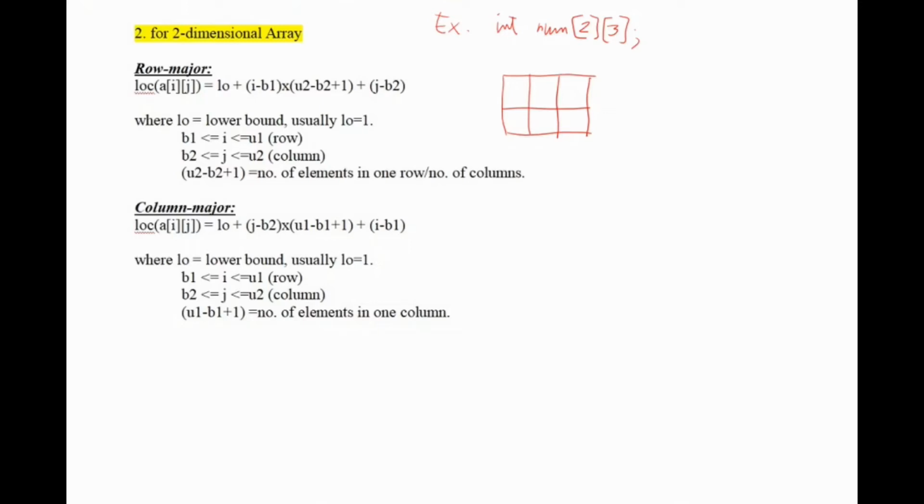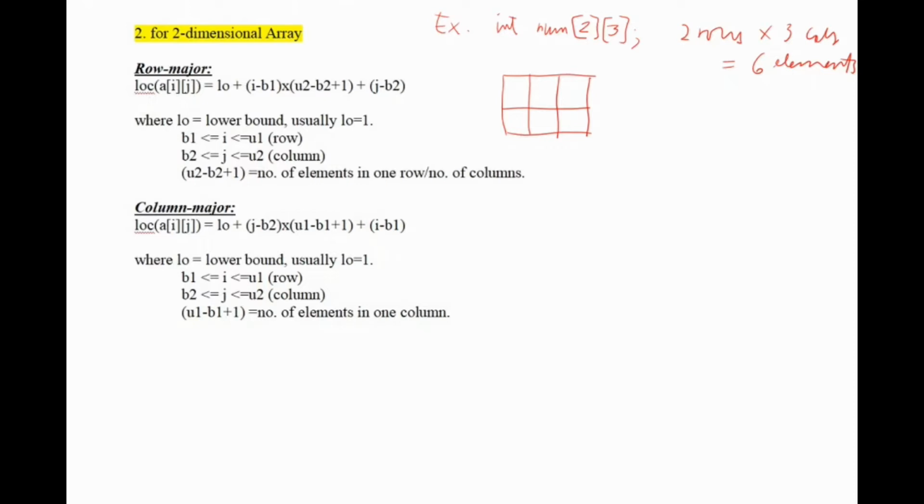For two-dimensional arrays, like this one I gave you, say we have here an array num of 2 rows and 3 columns. So how many elements do we have? There are 2 rows and 3 columns. So the total number of elements would be 2 times 3, which is 6 elements.